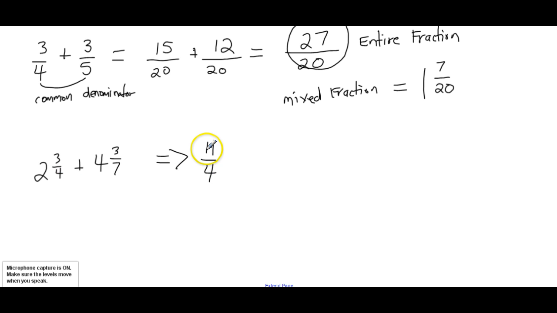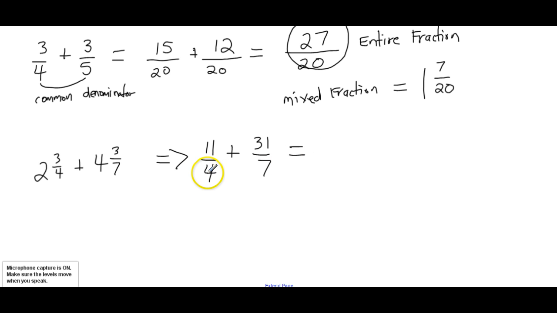4 3/7 is the same as 31/7, because 7 times 4 is 28, plus 3 is 31. 31 over 7, 31 sevenths. So when you're going to add two mixed fractions together like this, I think the best way to add them together is to turn them into an entire fraction like this, and then add them together. Okay, now how do we do this?